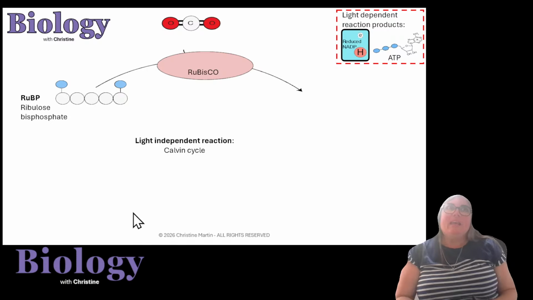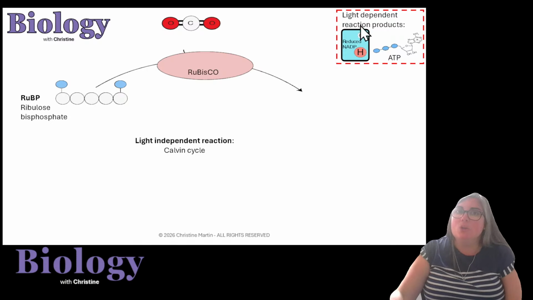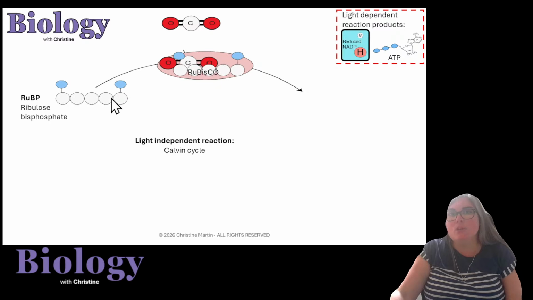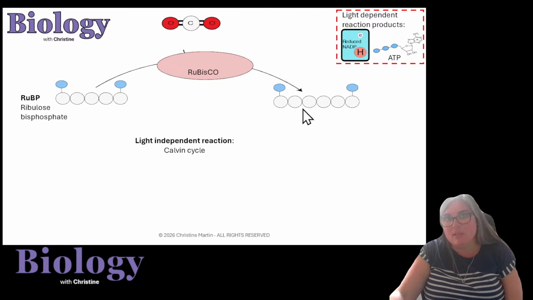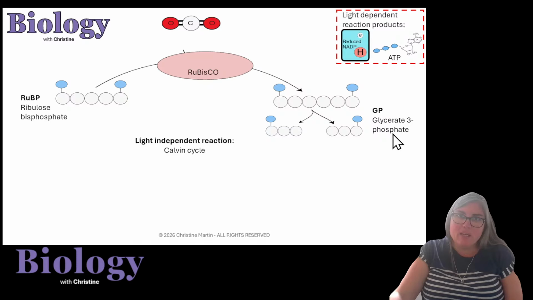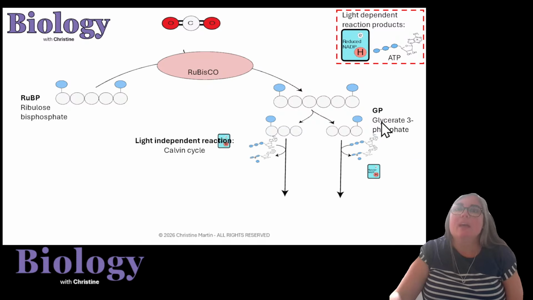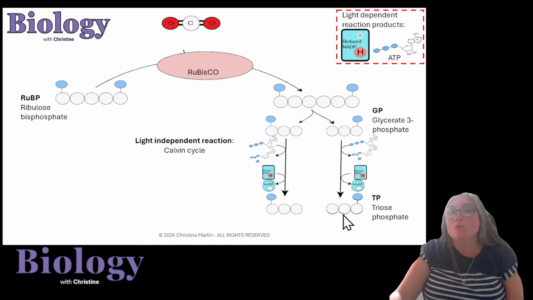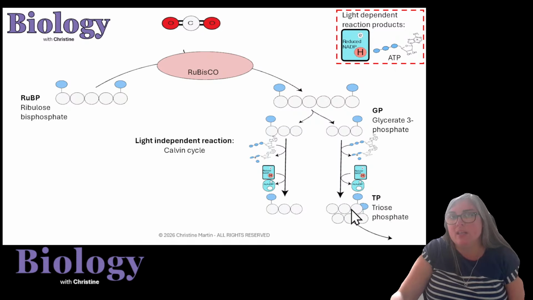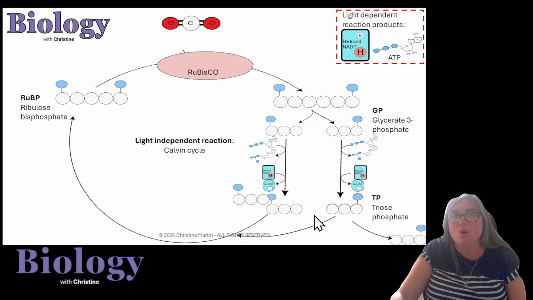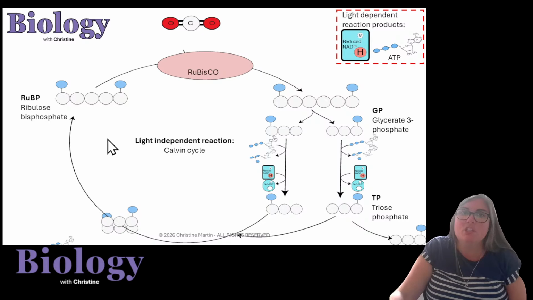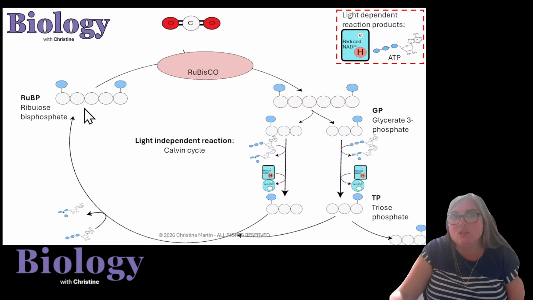The light independent reaction is going to therefore use those products, and it's going to use those products to fix the carbon dioxide. Carbon dioxide then is going to break down into GP. That is then going to be reduced into triose phosphate. One triose phosphate can go off, and the rest are going to be regenerated back up into the ribulose bisphosphate.